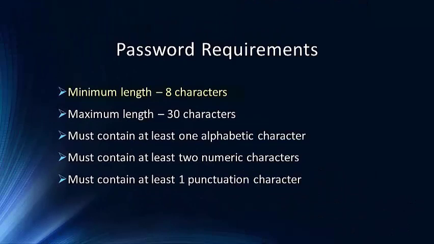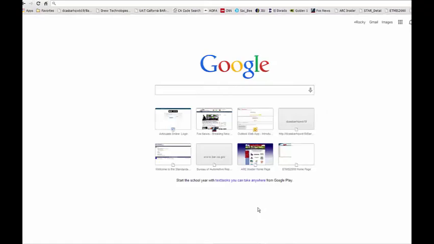The password must be at least 8 characters in length, but no longer than 30 characters. It must contain at least 1 alphabetic character and at least 2 numeric characters. Lastly, it must contain at least 1 punctuation character, such as a period, colon, comma, etc. Once you have all this information available, you are ready to begin the registration process. In this video, we'll register as a non-technician station owner.